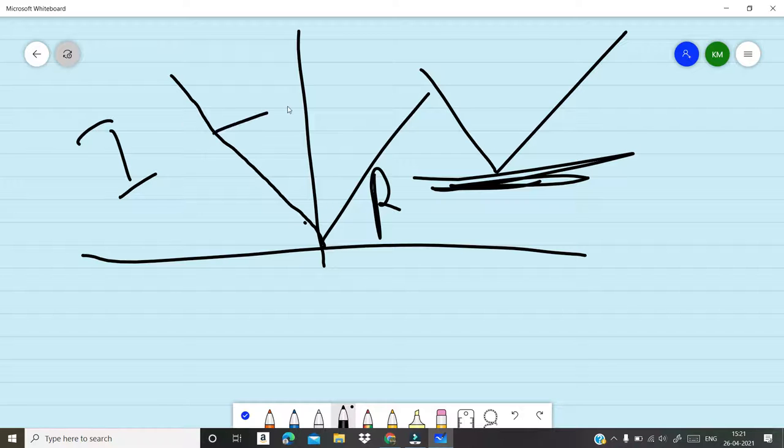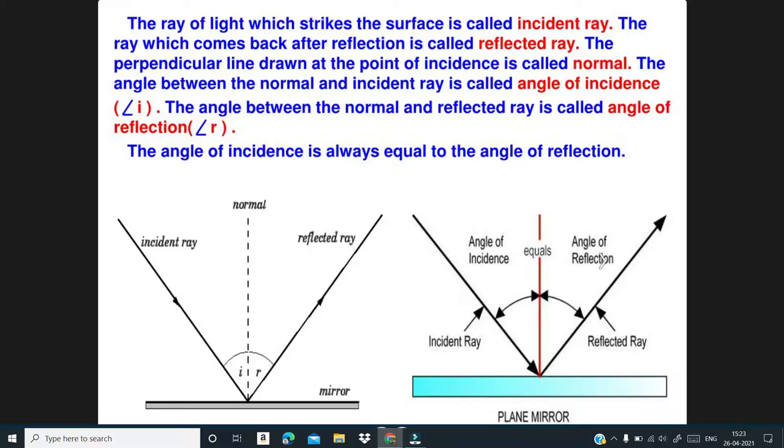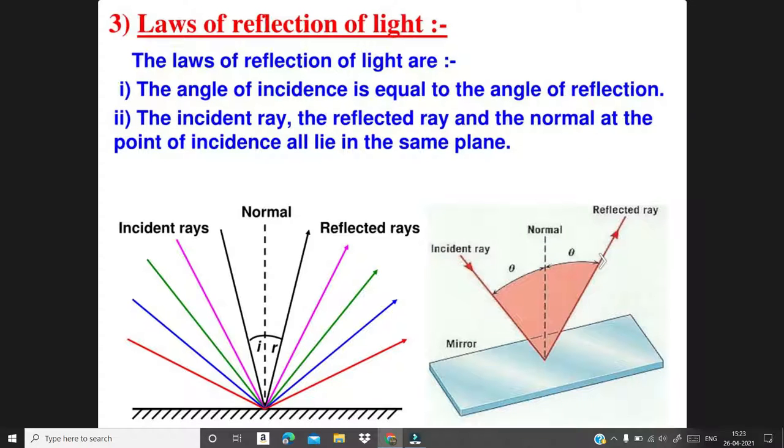And the angle between the normal ray and the incident ray is known as angle of incidence, that we also write this way. And the angle between the normal ray and the reflected ray is known as angle of reflection, that we also write like this. So this is what I just wanted to explain to you. I hope this is clear to you. And the angle of incidence is equal to the angle of reflection.